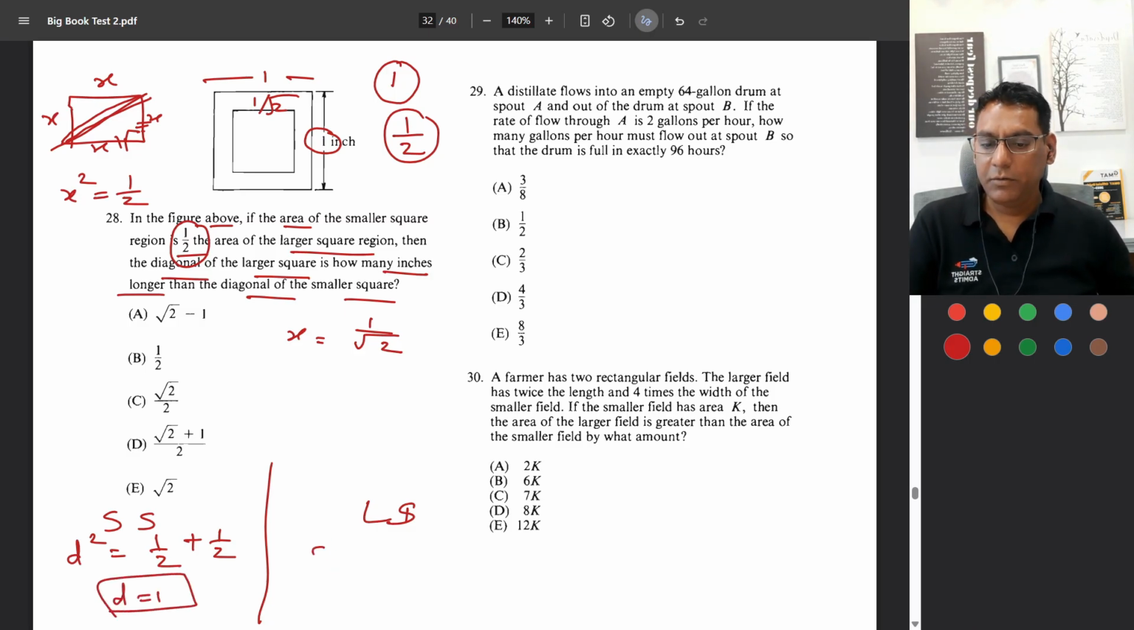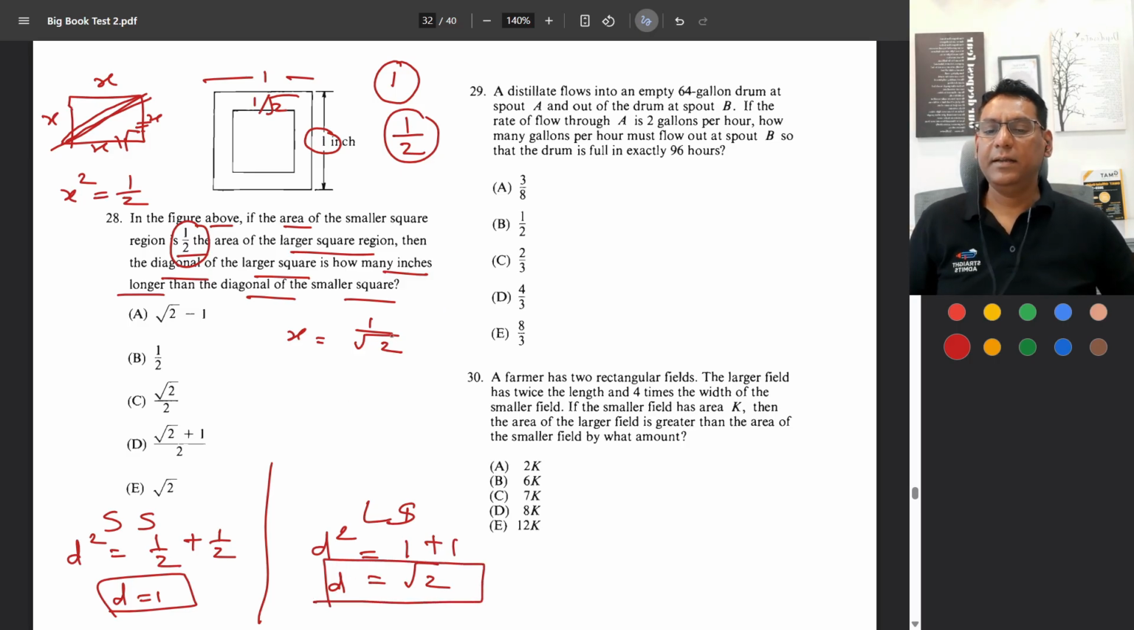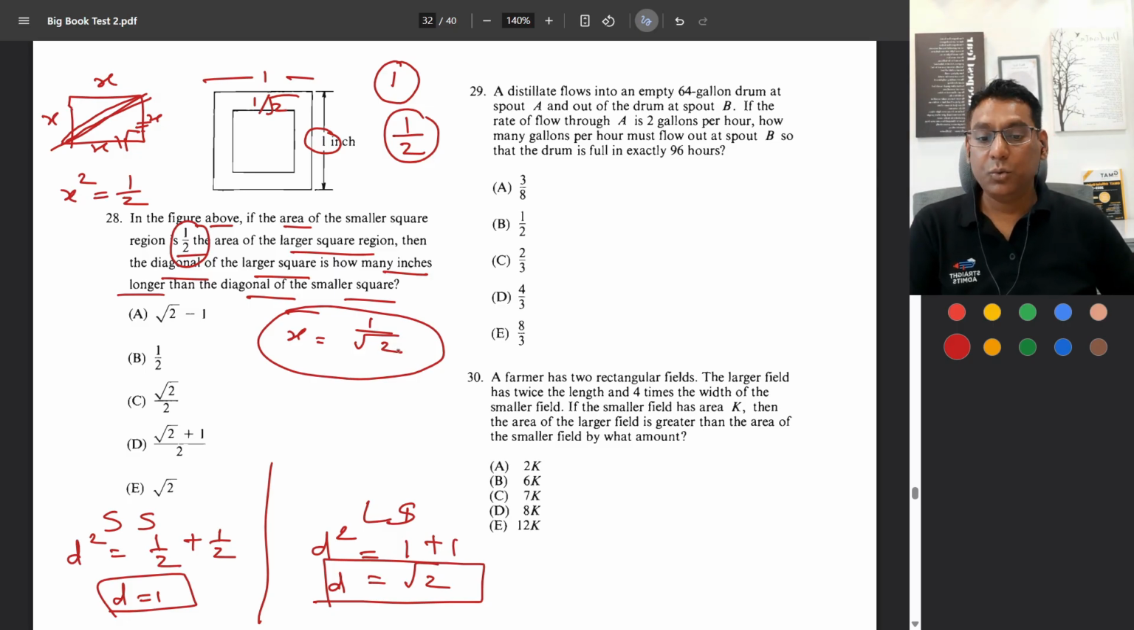Okay. Now here let's do d square. Diagonal square is side square plus side square. Side here is 1, right? Side square is 1. Side square is 1. So d is going to be root 2, right? You could have also done it directly. Like I said, just multiply by root 2. You would have got 1 by root 2 into root 2 would have given you 1. And here 1 into root 2 would have given you root 2.